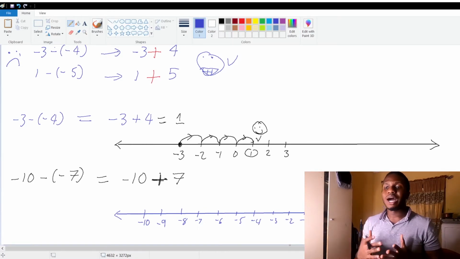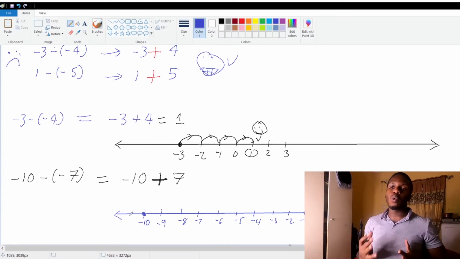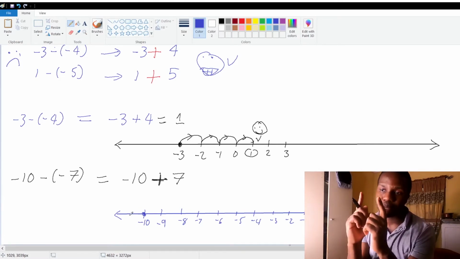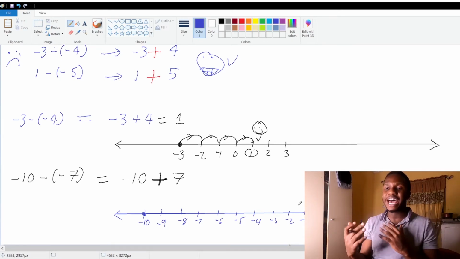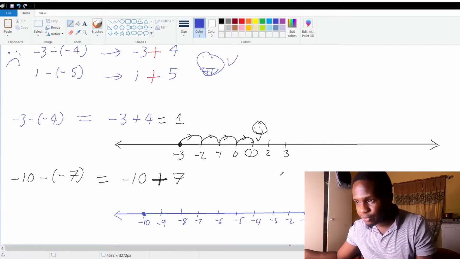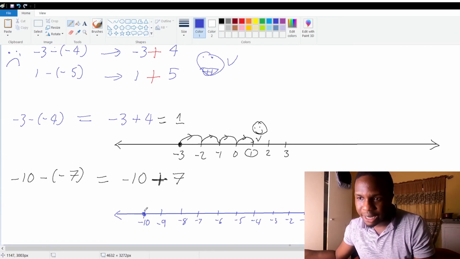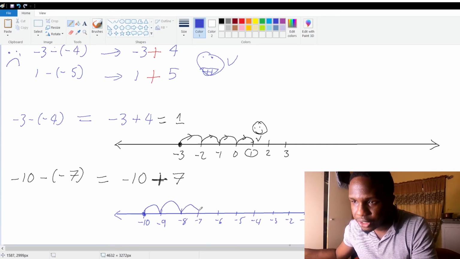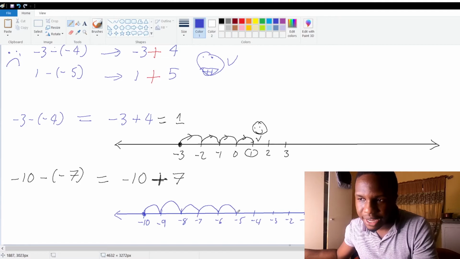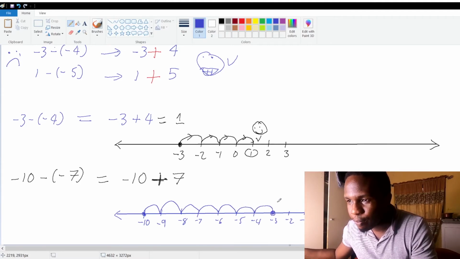So what do I do? I start with minus 10 and I go forward how many steps? I go 7 steps forward. Forward meaning to the right, because whenever we add, we go which way? We go to the right, okay? So let's start from minus 10 and we count 7 steps forward. So that's 1 step, 2 steps, 3, 4, 5, 6, 7. And where do we land? We land on minus 3.